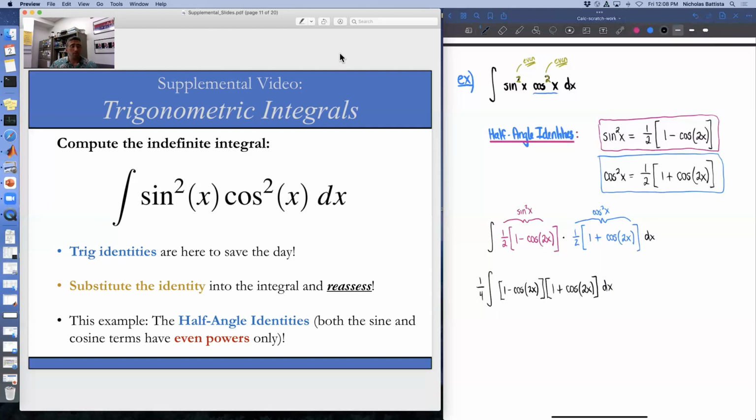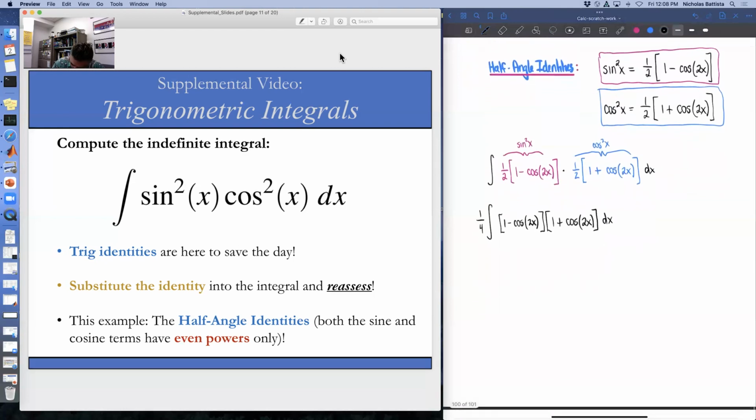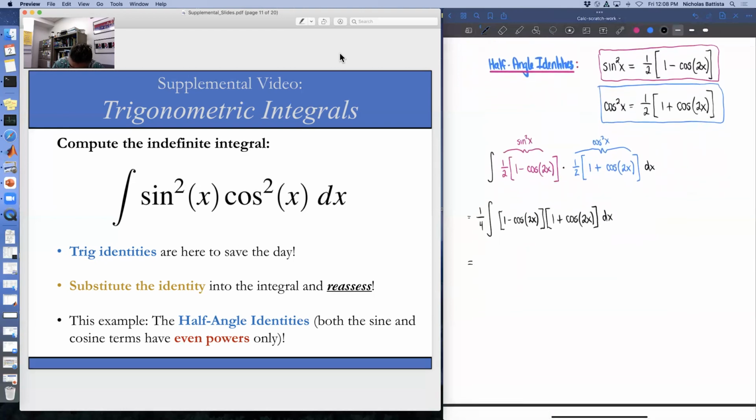Next, we're going to distribute, or FOIL, if you will, all of these terms out to see what we have left in that integrand. So again, we have 1/4. Multiplying this 1 times 1, we get a 1. Then 1 times cosine of 2x, a plus cosine of 2x. Next, that minus cosine of 2x times 1, so we get a minus cosine of 2x. And then finally, distributing it into the last, we get a plus cosine squared of 2x term, dx.